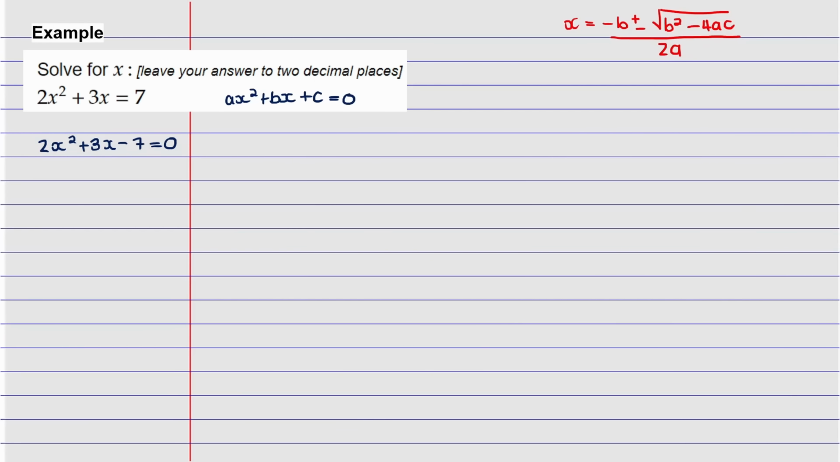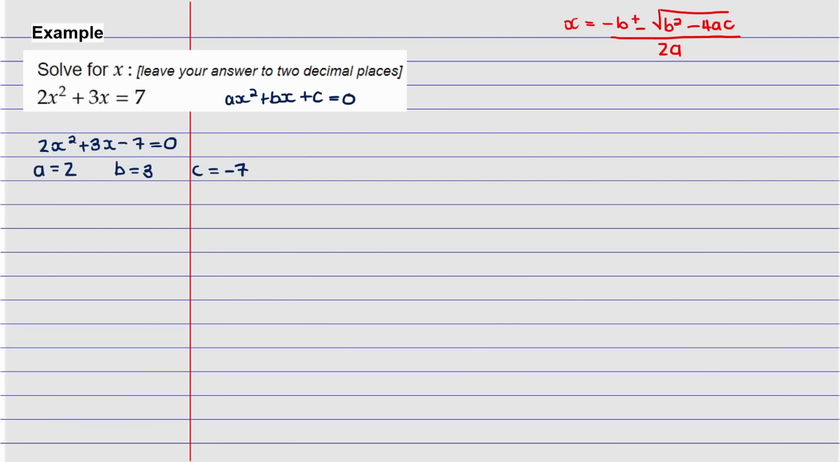Then the third thing that we need to do is identify a, b, and c so that we can substitute into the equation. So a is the coefficient of x squared. So a here is going to be equal to 2. Then b is the coefficient of x, so b is equal to 3. Then c is the constant, so c is equal to negative 7. So now we have our a, b, and c. That's sorted.